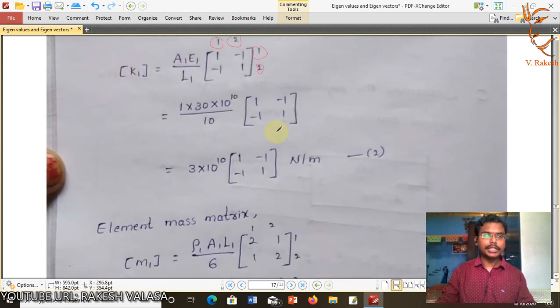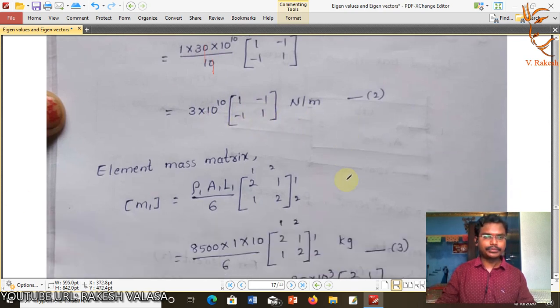Now simplify this equation. We get, the zeros get cancelled, 3 into 10 power 10 times [1 -1; -1 1] Newton per meter. This is equation number 2.